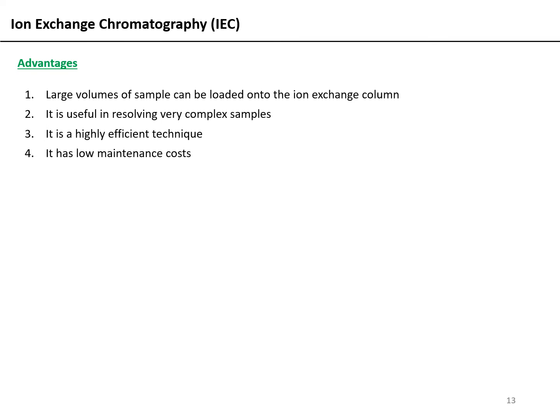So you can load as much sample as you want, provided that your column can bind to the total amount of protein that you're expecting to be present in the sample. You don't want to load excess of the sample so that the column is saturated and a lot of your protein of interest simply passes through because the column is incapable of binding further protein. And it is also useful when resolving complex samples. That is, you can take a lysate and directly load it onto an ion exchange chromatography column because your proteins will separate out on the basis of their charge.